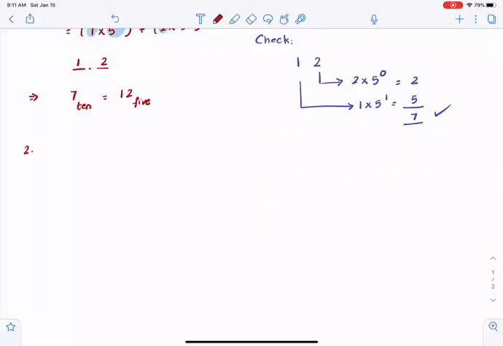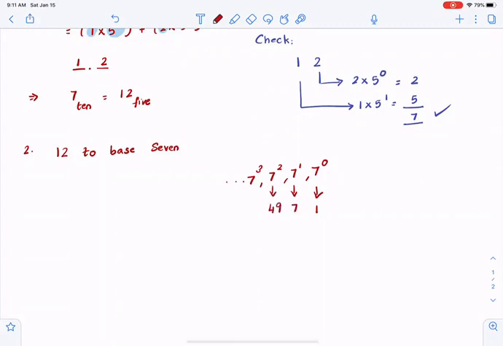Let's take another easy number, 12, which is in base 10, and we want to convert it to base 7. So I want to go in powers of 7 until I hit a number that is less than 12. So 7 raised 0, 7 raised 1, 7 raised 2, 7 raised 3, keep on going. 7 raised 0 is 1, 7 raised 1 is 7, 7 raised 2 is 49.